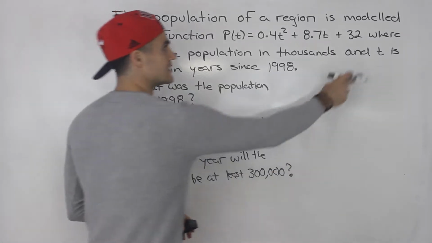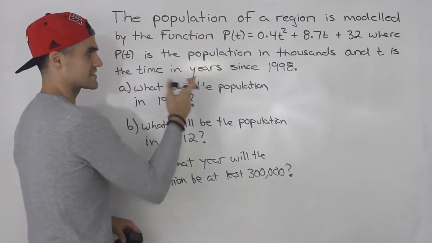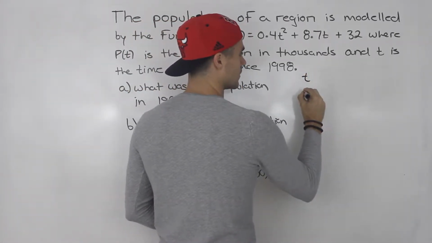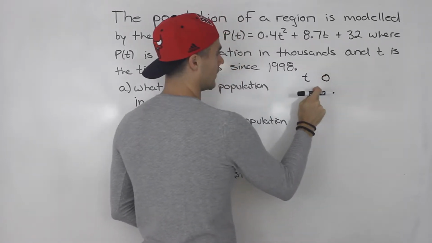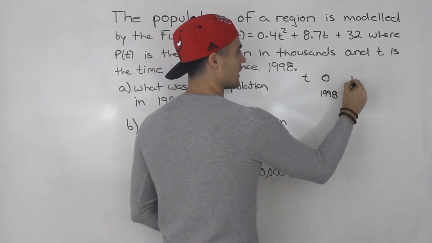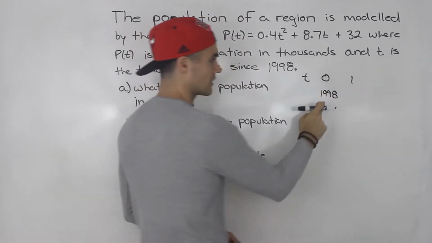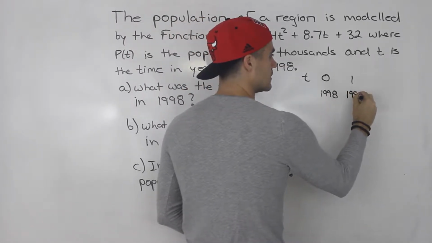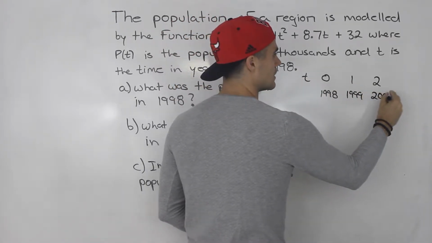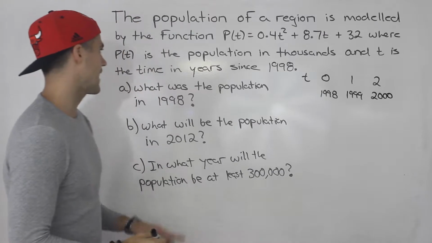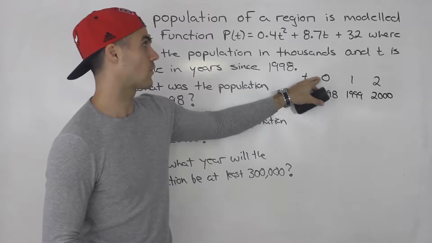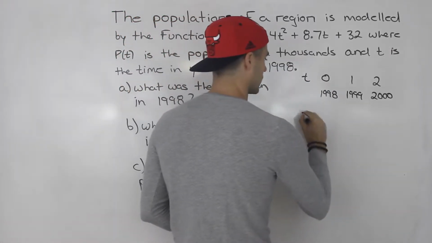Okay, so notice the t value is the time in years since 1998. So if we have a t value of 0, what year does that represent? That represents 1998. So a t value of 1 would be 1 year after 1998, so that would be 1999. And then a t value of 2 would be 2000, etc., etc. So when they ask you what was the population in 1998, basically you're plugging in 0 for t in the function. So you're looking for p(0).